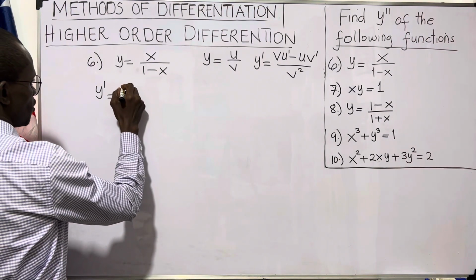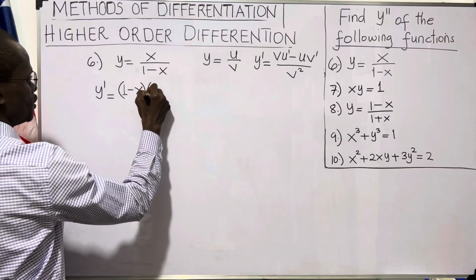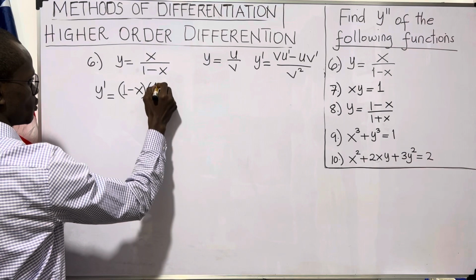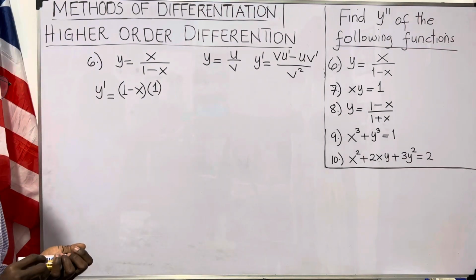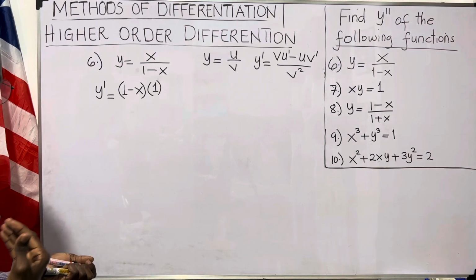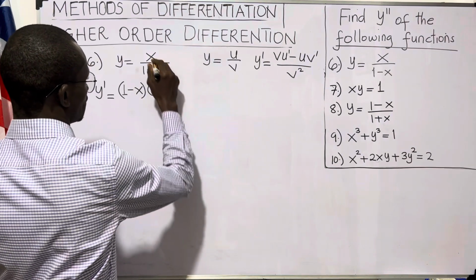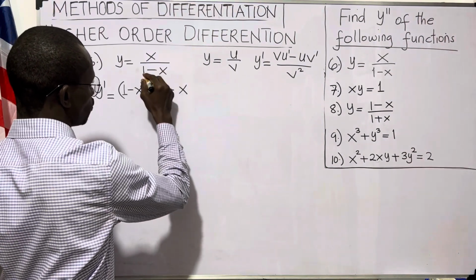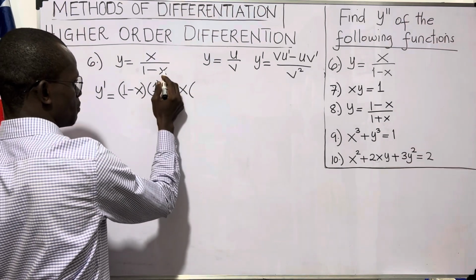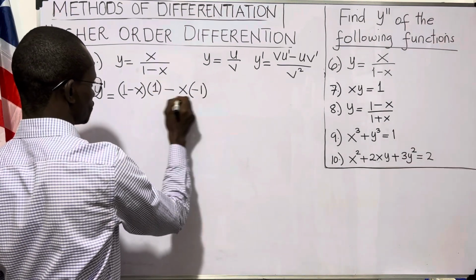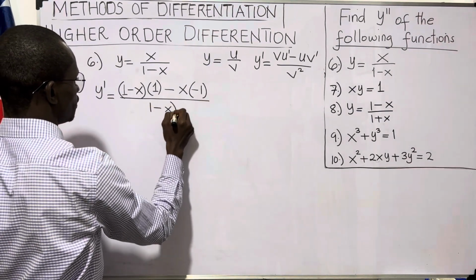So the rule says we must hold 1 minus x, which is the denominator, and differentiate the numerator. The derivative of x gives us 1. So if you have issues with finding the derivative of a function, you can go back to previous lessons and review. Minus, you hold x and differentiate 1 minus x. The derivative of 1 is 0. The derivative of minus x is just minus 1. Divided by 1 minus x, then we square it.